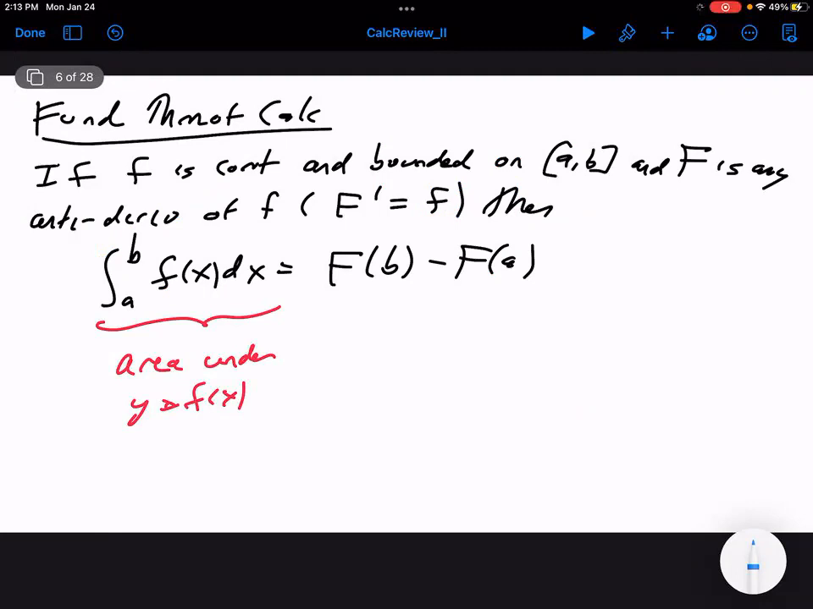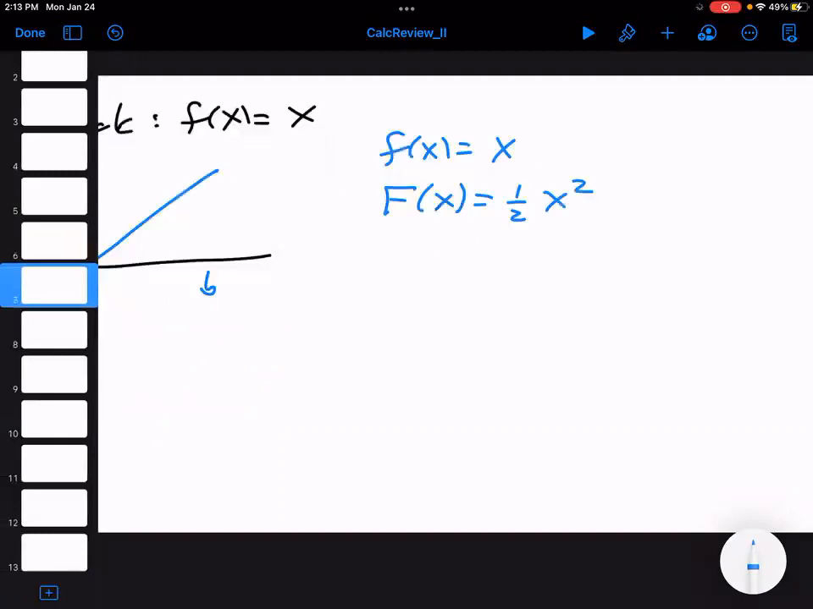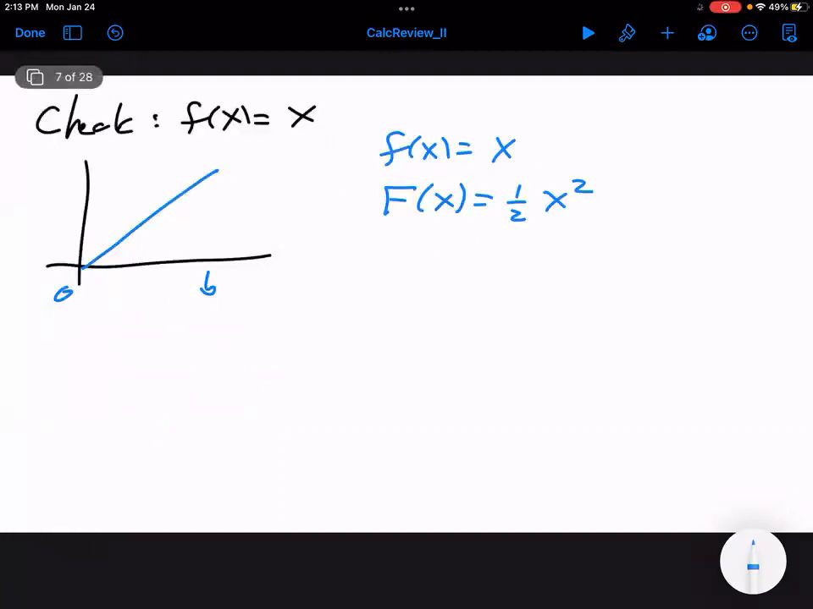If you've done physics and you've done potential energy, all that matters is the change in potential energy. The value of the potential energy doesn't matter. It just matters about the change. And so here, if I then look at big F of b minus big F of 0, that'd be 1/2 b squared minus 0 is 1/2 b squared, exactly as before.